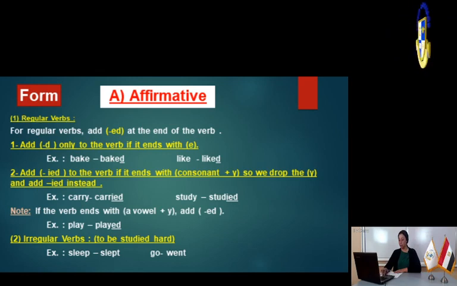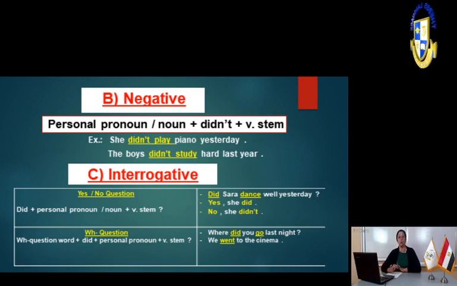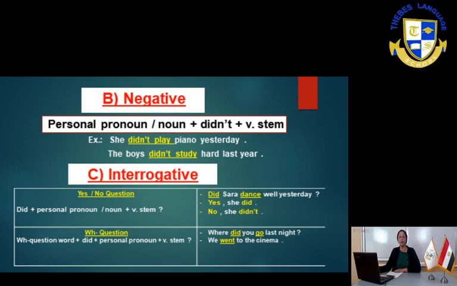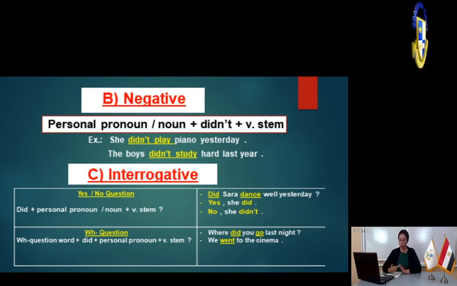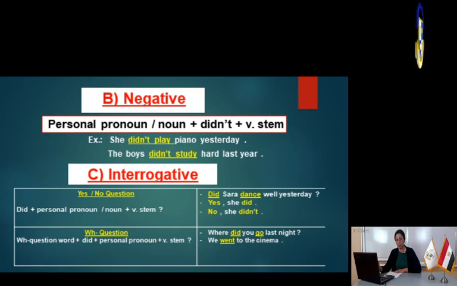Now let's move to slide number 4 to see how we can change the verb in the past into the negative form. There is one word that we can use with singular pronouns or plural pronouns, and this word turns the verb in the past into the negative form. What is this word? Didn't. We use didn't with any singular or plural personal pronoun to turn the verb into the negative. So the form is: personal pronoun or noun plus didn't plus verb stem. This is the negative form of the past simple tense.